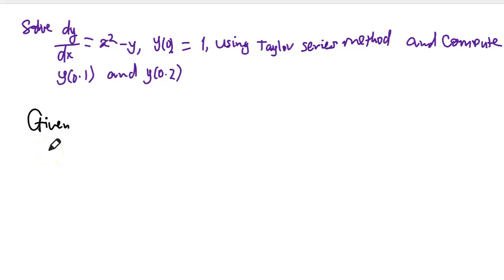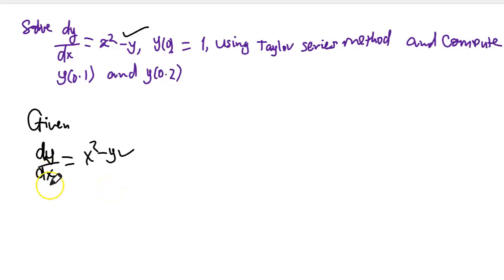Okay, so let's look at what is given. What is given is dy/dx. So dy/dx is x squared minus y. This is what is given in the equation. So we are using the Taylor series.